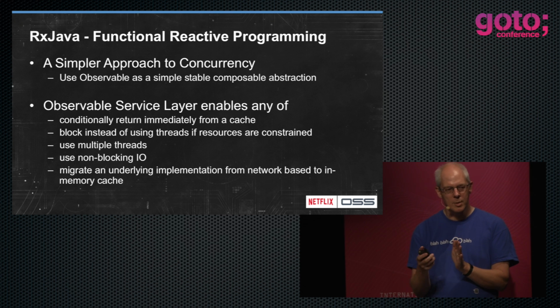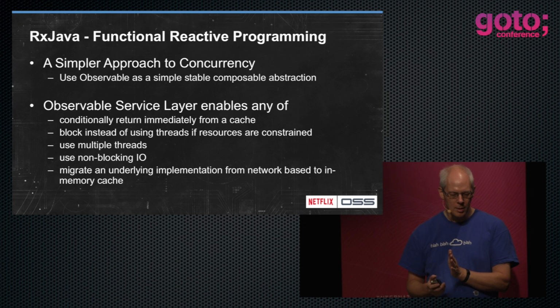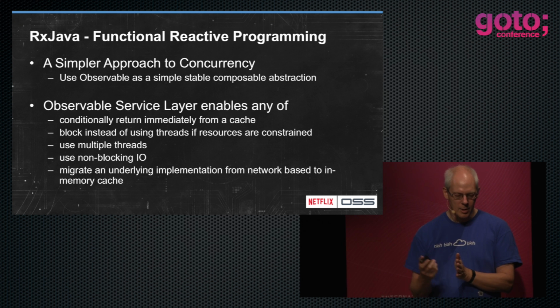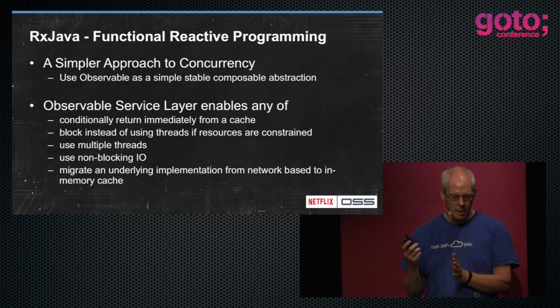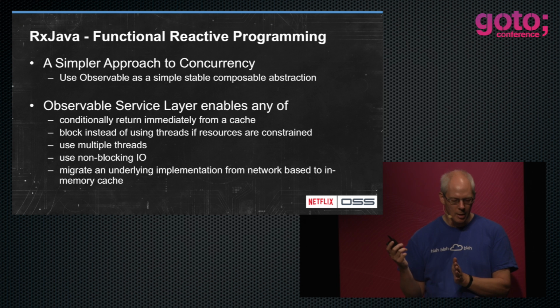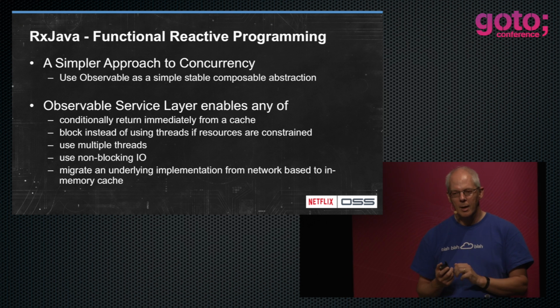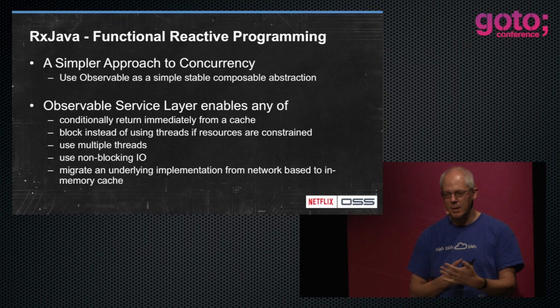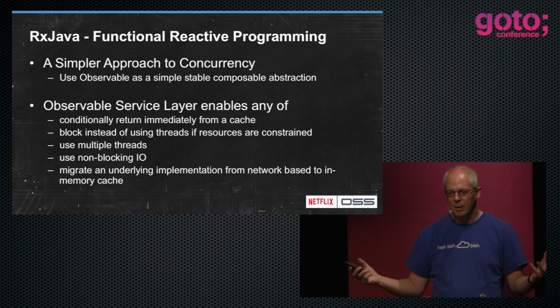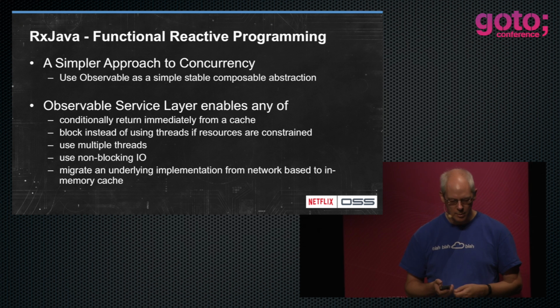So underneath that observable, any one dependency could be built as a cache return. It could block. It could use multiple threads. It could be non-blocking I/O. It can do anything it wants. But all you see is an observable, and it's a very clean interface for assembling data in. Sort of a very nice functional programming kind of model.